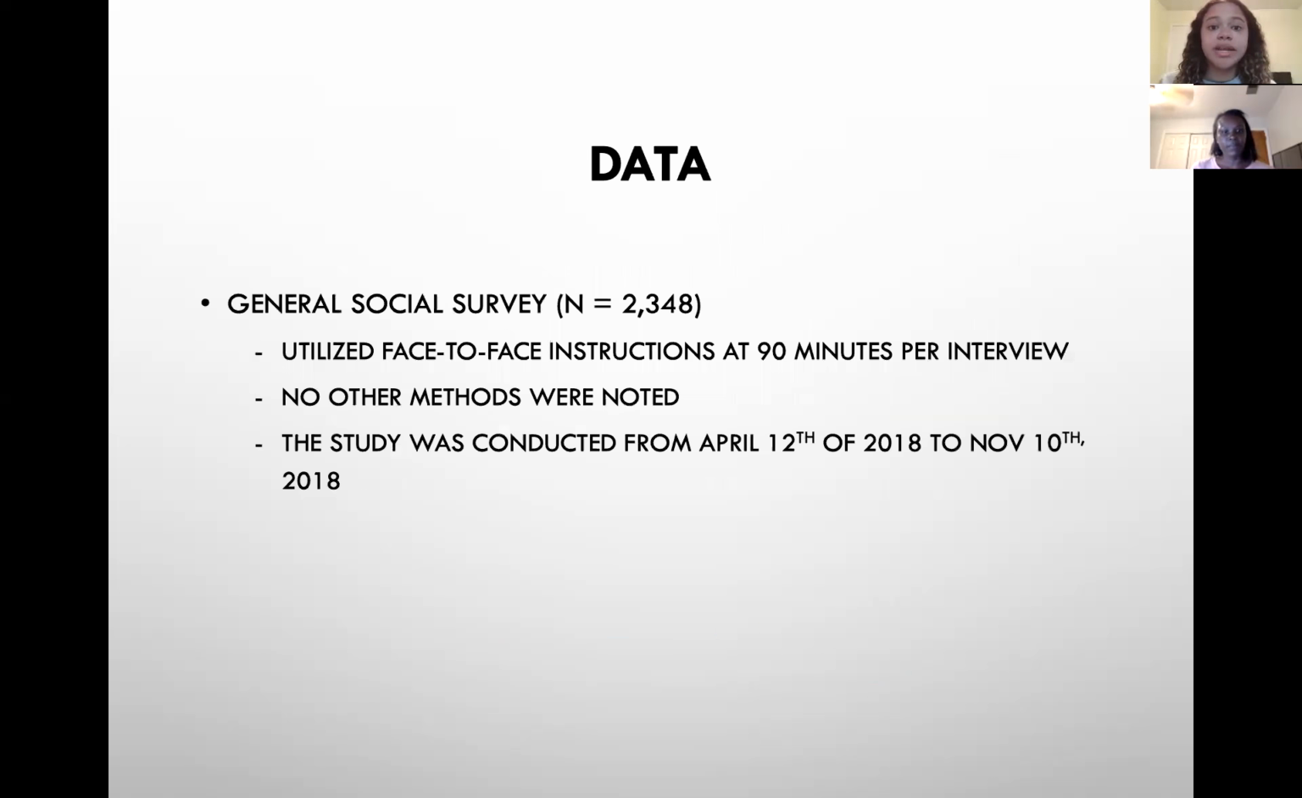So for our data, we decided to use the data set from the General Social Survey for 2018. And with this, we had 2,348 individuals that were interviewed. This interview process was utilized as face-to-face instruction. And these interviews lasted 90 minutes. And there were no other methods of administration noted. And this study was actually conducted from April to November of 2018.